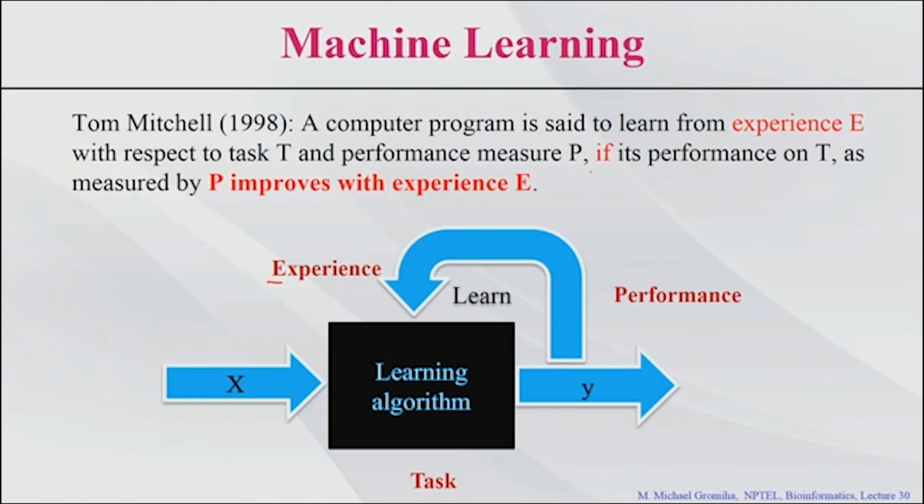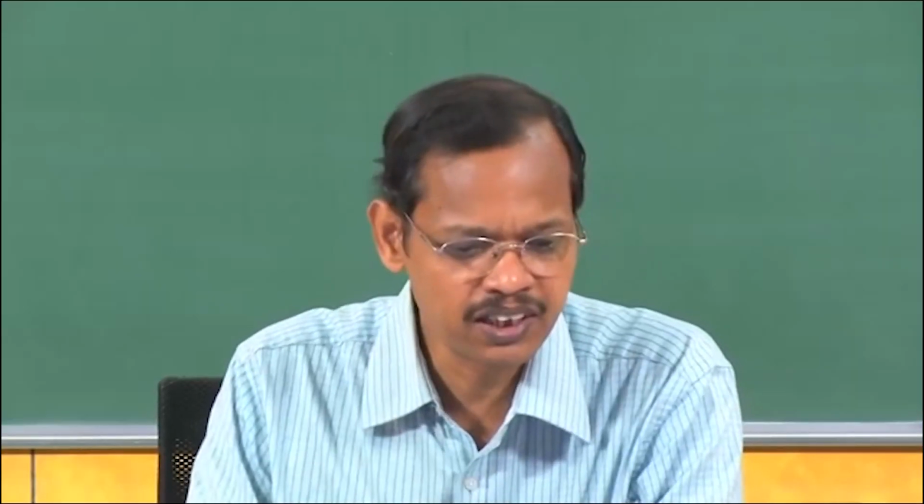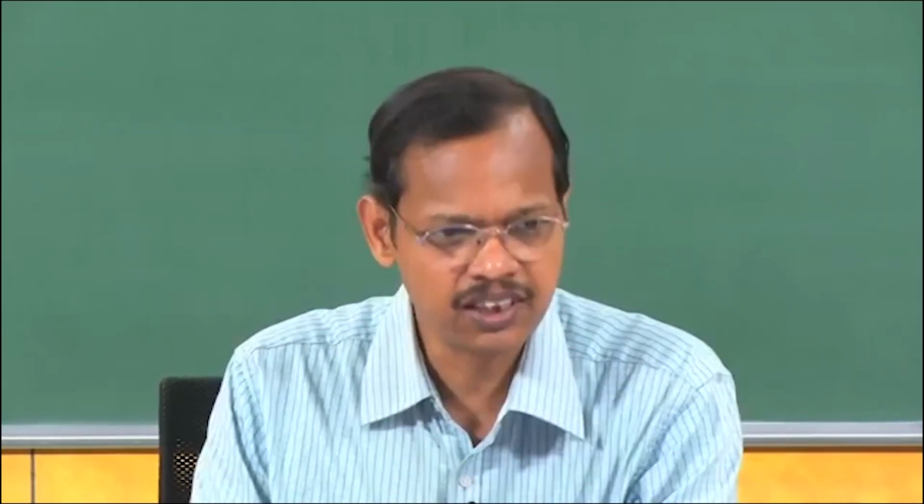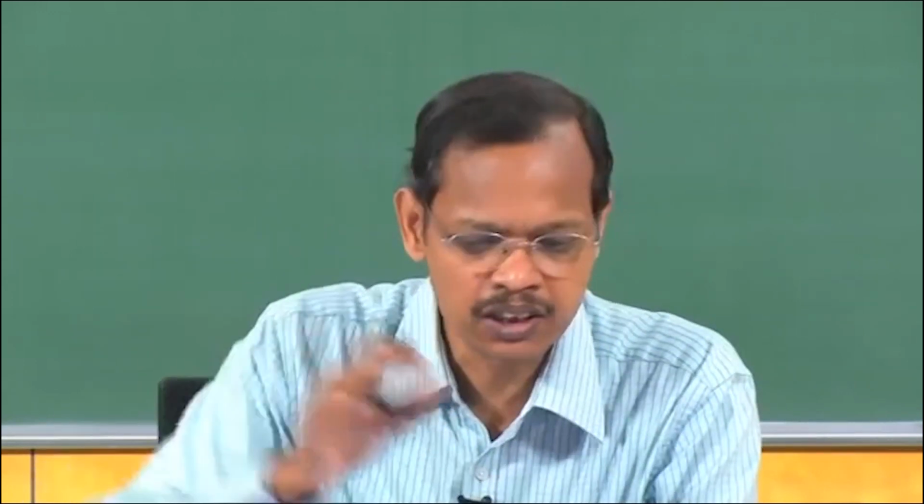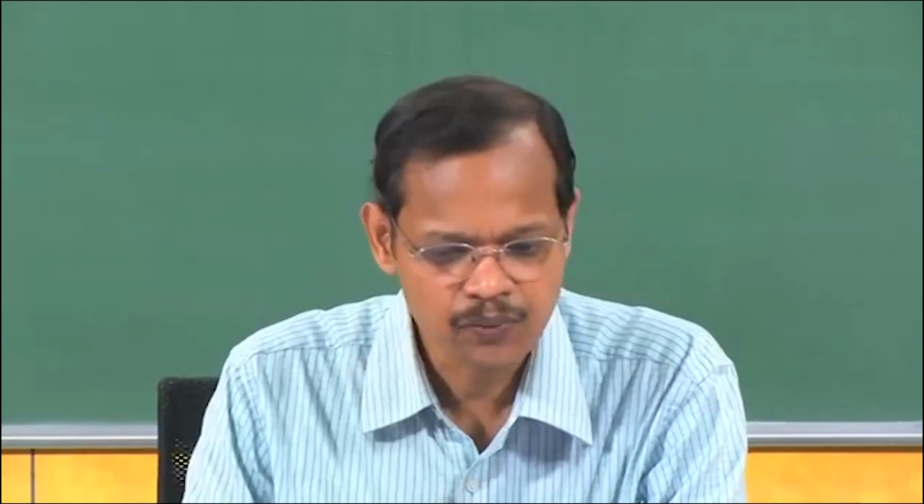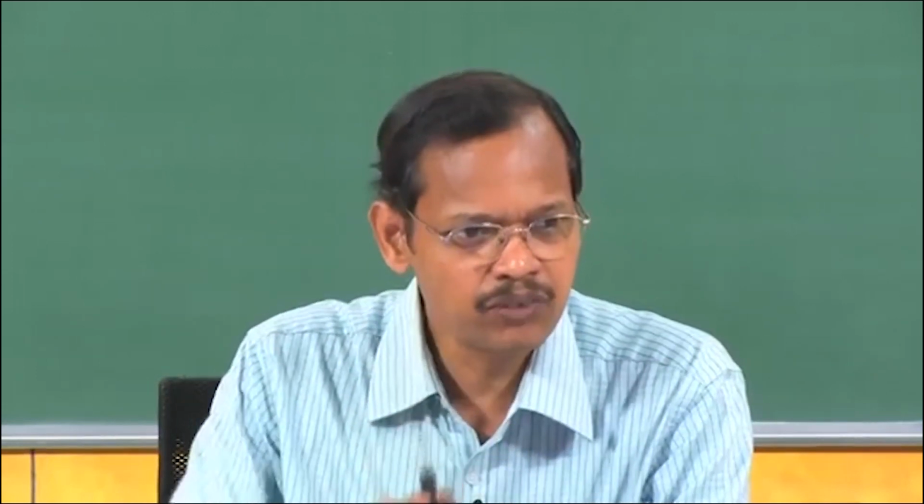A program learns if its performance on the task, measured by some P, improves with the experience E. If the learning algorithm gets information from the experience and increases the performance, then we say that the program learns from the experience E with respect to our task class T, that is classifying transmembrane helical and strand proteins, with respect to the improvement in the performance P, for example accuracy, right. That means it learns only if the performance increases for our own task.